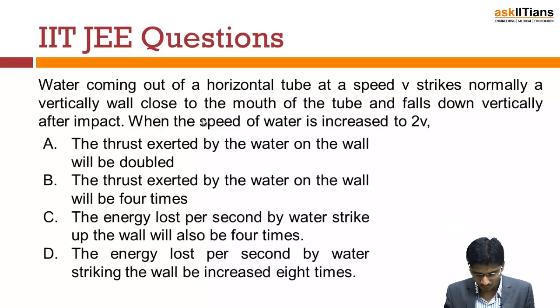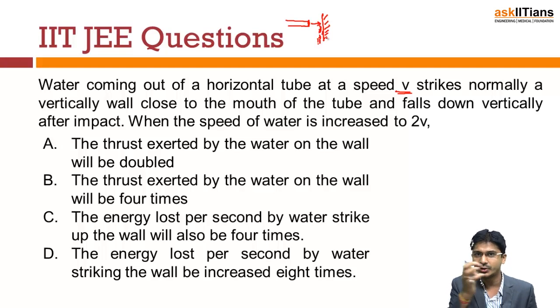Water coming out of a horizontal tube at a speed V strikes normally a vertical wall close to the mouth of the tube and falls down vertically after impact. Okay. If this is the wall, liquid is coming from this, it strikes this and then falls down vertically. The water is falling down vertically, meaning after collision, it doesn't have any velocity. It loses all the velocity and simply falls down. It was moving with V, collides, falls down. So initially it has a velocity V, finally the velocity becomes 0.